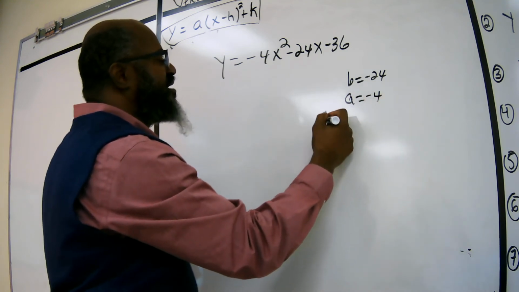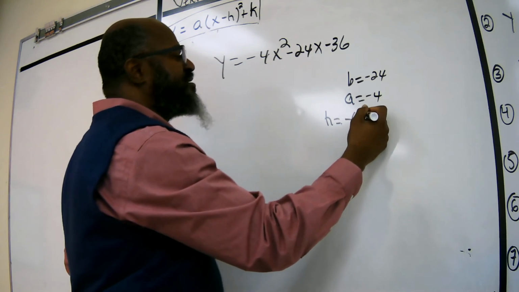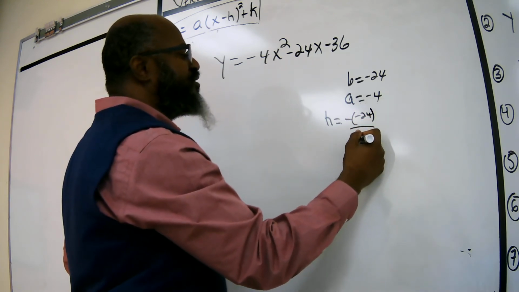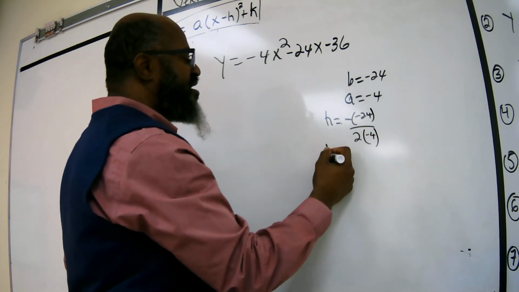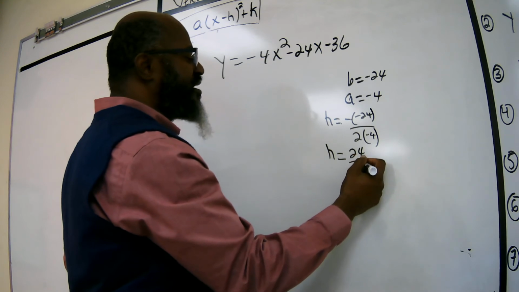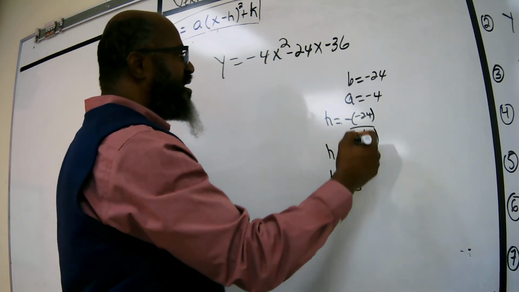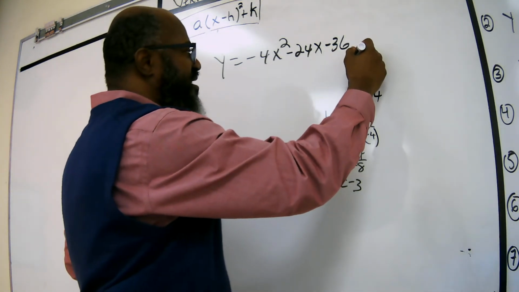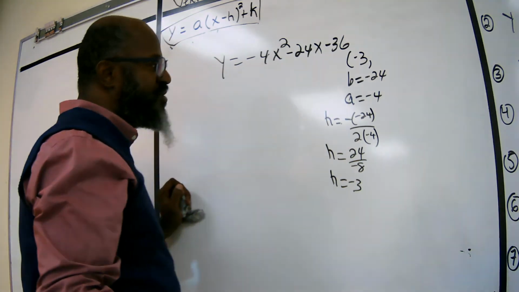Let's find the axis of symmetry: h equals negative b over 2 times a. Then you will have h equal to 24 over negative 8. Therefore h is negative 3. The axis of symmetry is negative 3. Now we only need to find k, then we'll get the equation in vertex form.